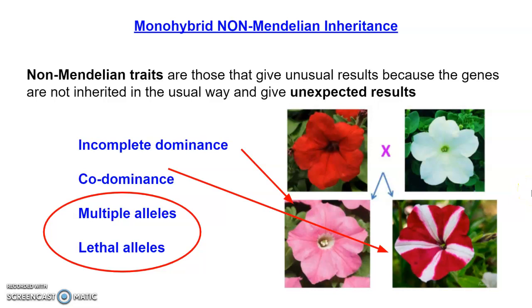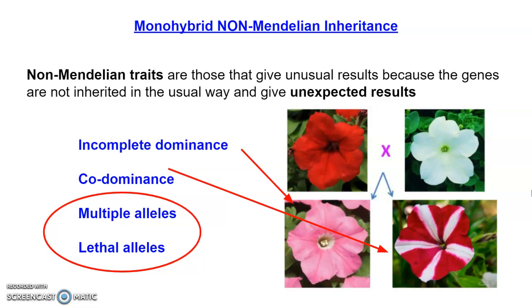Kia ora. This class is going to briefly discuss the final two non-Mendelian inheritance patterns that we haven't covered so far, and they are multiple alleles and lethal alleles. So remembering, when we're talking about non-Mendelian inheritance, we are talking about inheritance patterns that show unusual interactions between alleles that don't follow the complete dominance pattern that Gregor Mendel discovered, and that is having two alleles with one completely dominating the other in a heterozygous genotype.